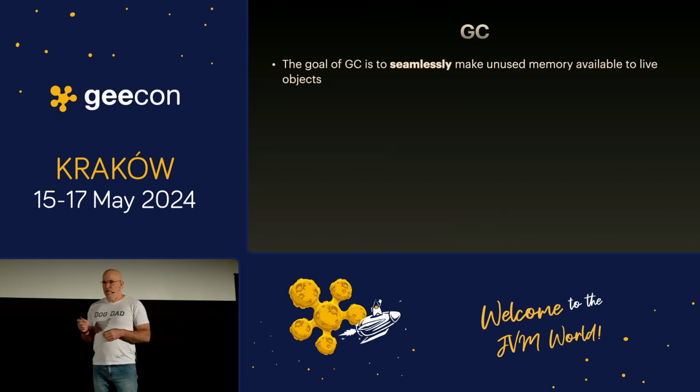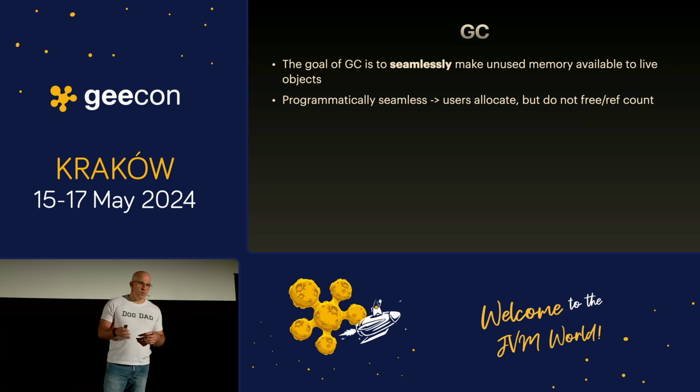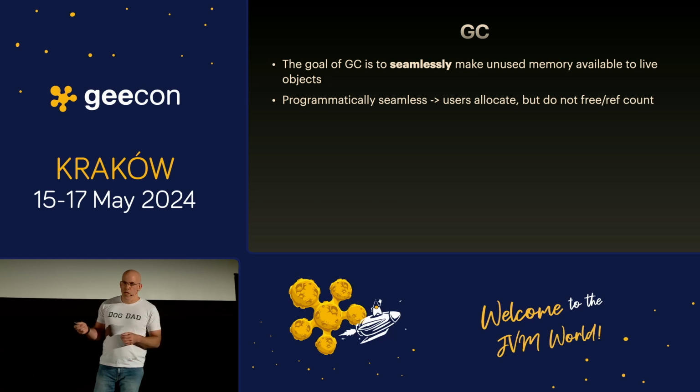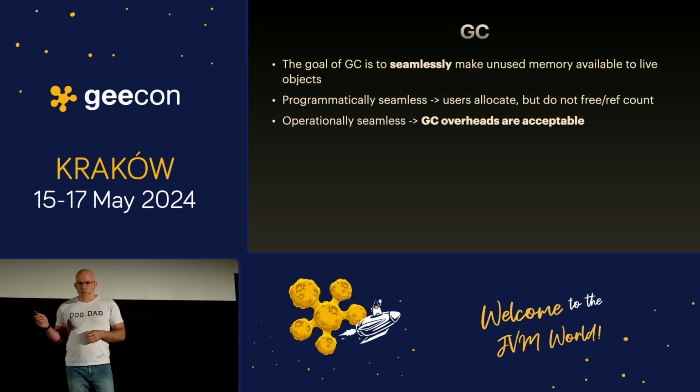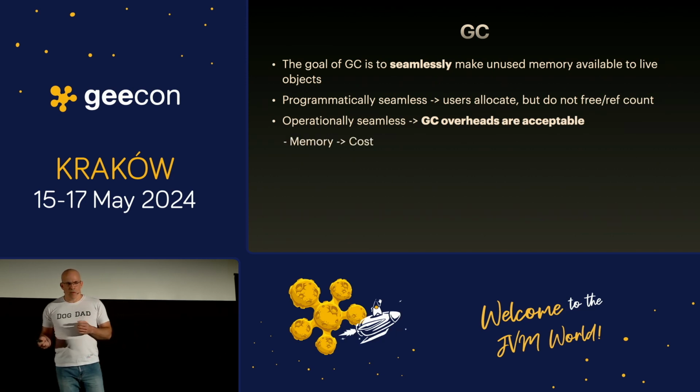The goal of GC, people forget this, is to seamlessly take care of memory, okay? And seamless in two senses. One is the Java sense, it's programmatically seamless, I don't need to worry about it, it just happens for me. But the other seamless is the operationally seamless. So the application does not crash, and it does not produce overheads that are unpleasant to me. And these come in three flavors.